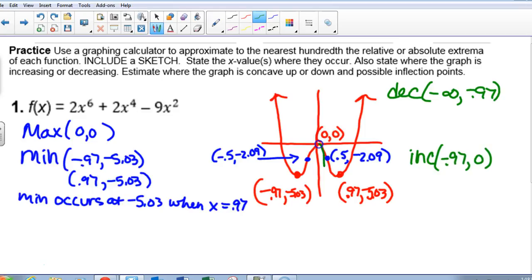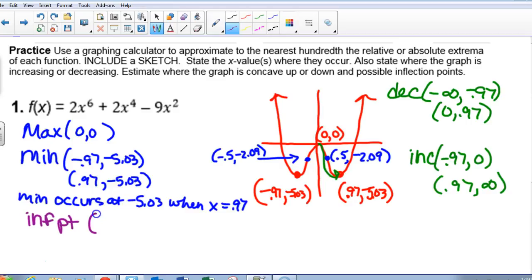Then it starts doing what? Decreasing again from 0 to 0.97. Remember, the inflection points are not where it changes increasing, decreasing. It's where it changes concavity. Last piece, 0.97 to infinity, it's increasing again. All right, what are we missing? Concave up, concave down, inflection points. All right, inflection points we decided were negative 0.5, negative 2.09, and positive 0.5, negative 2.09.